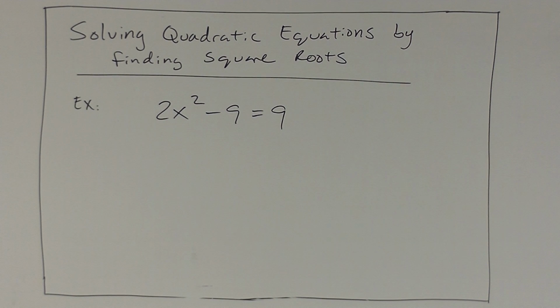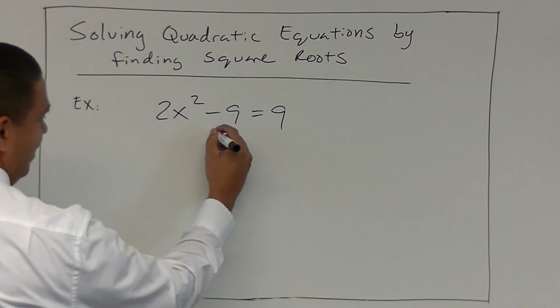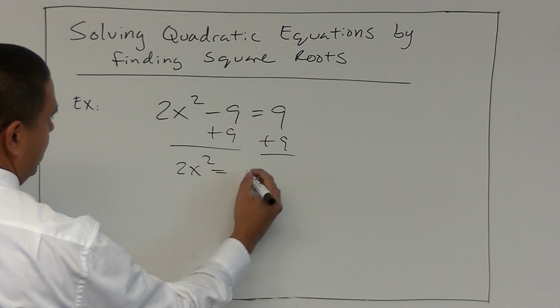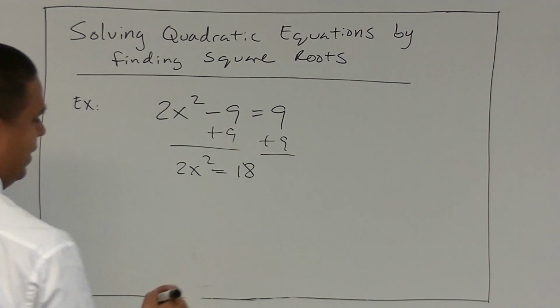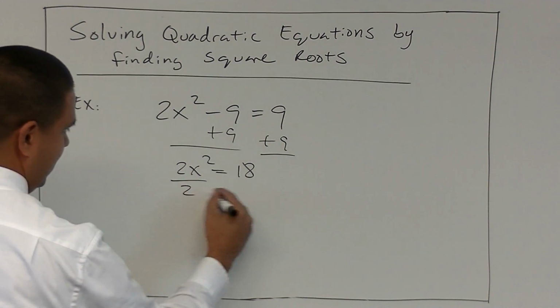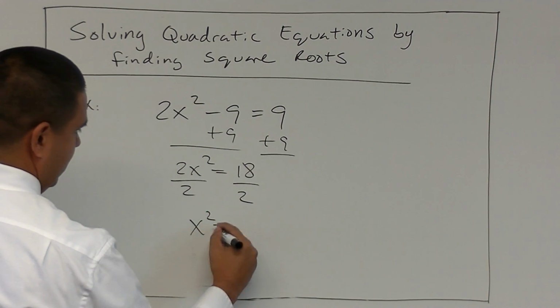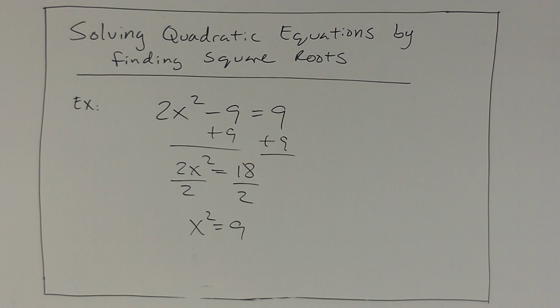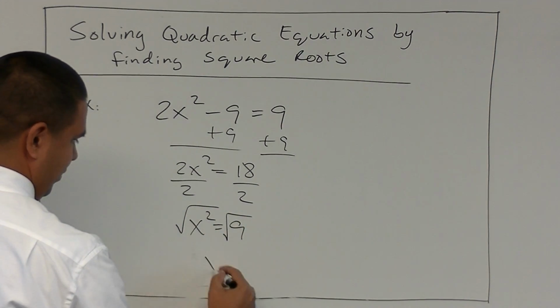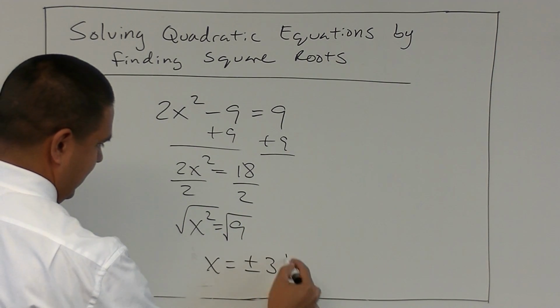Everybody finished? Alright, so the first step would be to add the 9 to the other side. Add 9, very good. So 2x squared equals 18. Next step, divide by the 2, very good. So we find that x squared is 9. Then x is plus or minus 3.